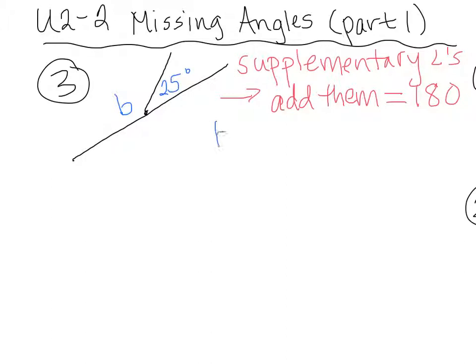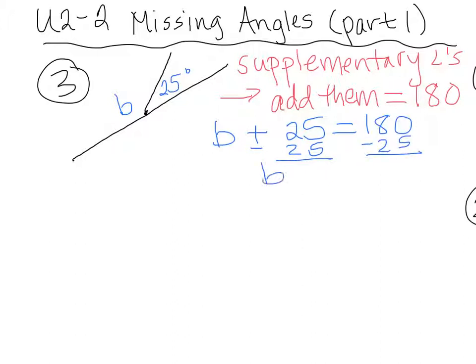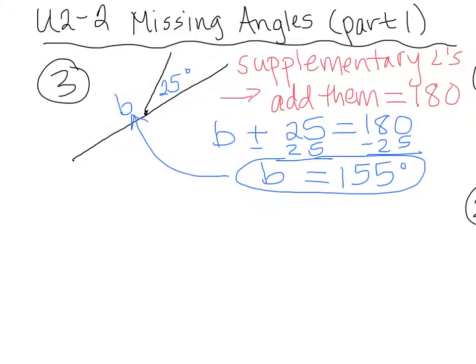So here I know that B plus the 25 degrees needs to equal 180. And when you subtract that 25 degrees from both sides, we have what's left for angle B. And in this case, that would be 155 degrees. So angle B is an obtuse angle of 155 degrees.